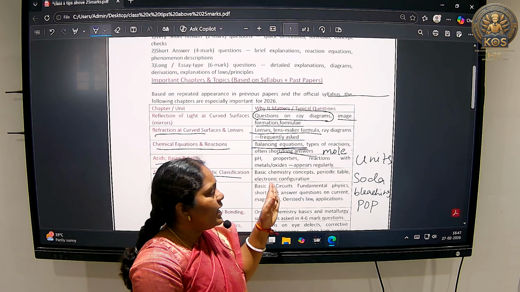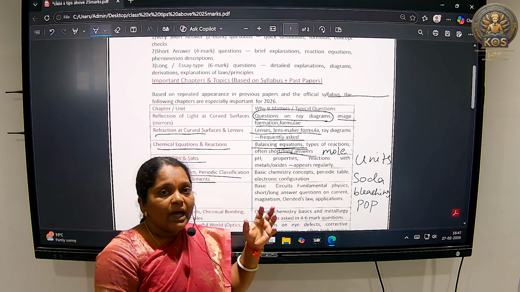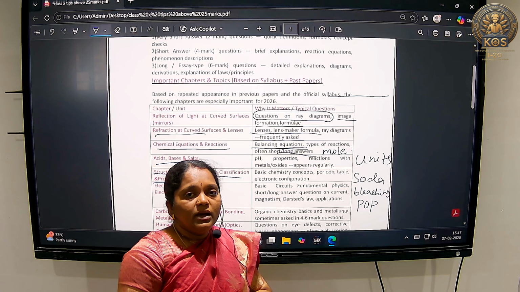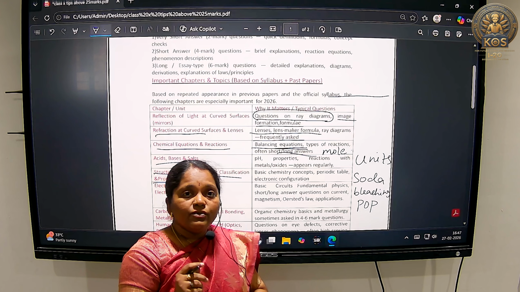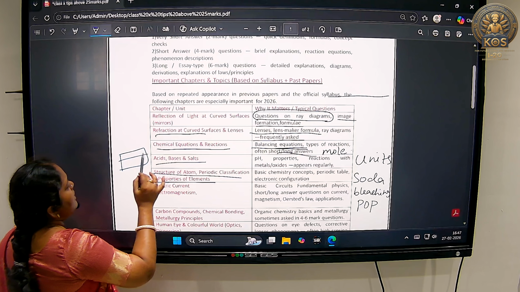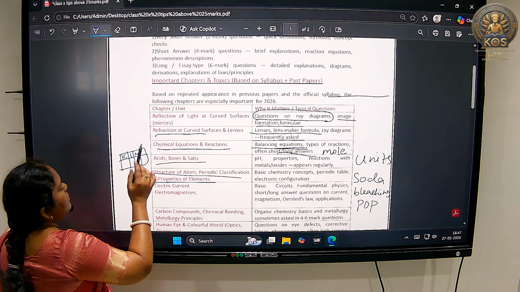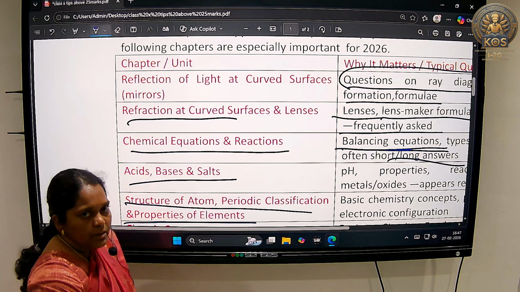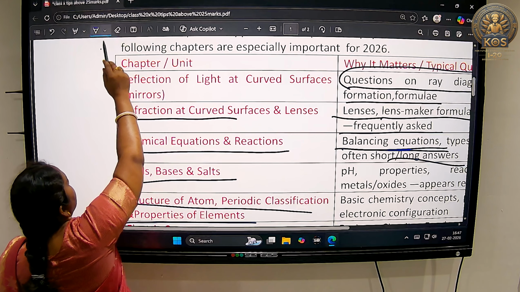Next, structure of atom and periodic classification. In this, there is electronic configuration, and there are some rules like the Aufbau principle, Pauli's exclusion principle and Hund's rule. They ask for 2 marks, like a table will be given, and in the table they will mention all the quantum numbers, K, L, M, N. They are going to give these kinds of questions.